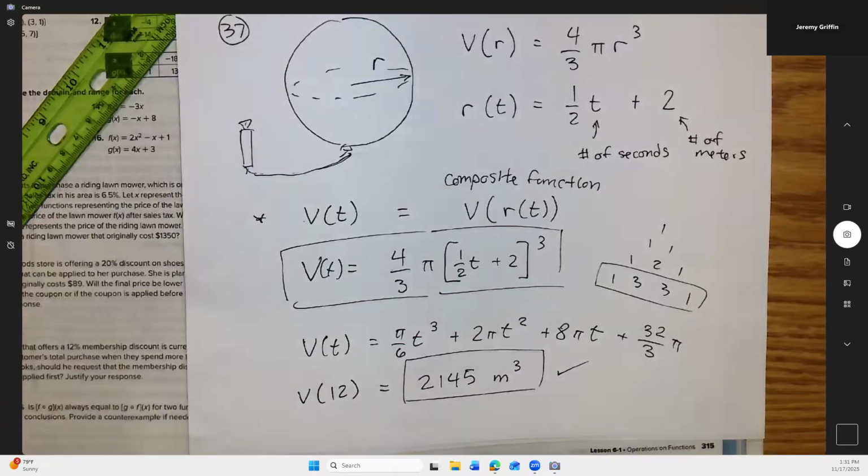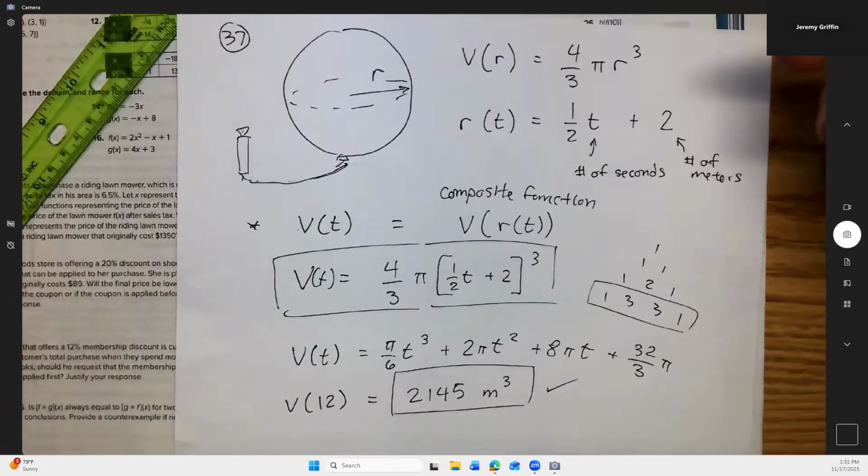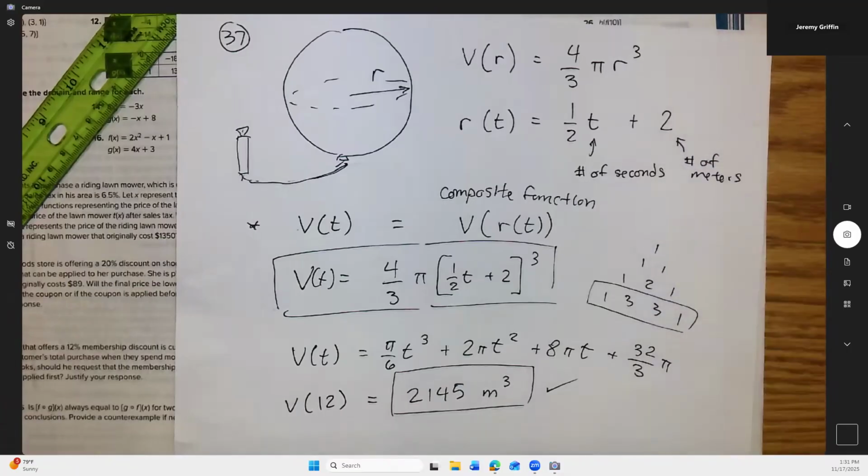So there you go. There's volume as a function of time, which we got by making a composite function. Volume is a function of radius, and then radius is a function of time. Just embed one function in the other. Boom. We got the answer. And that is a wrap on 6-1.